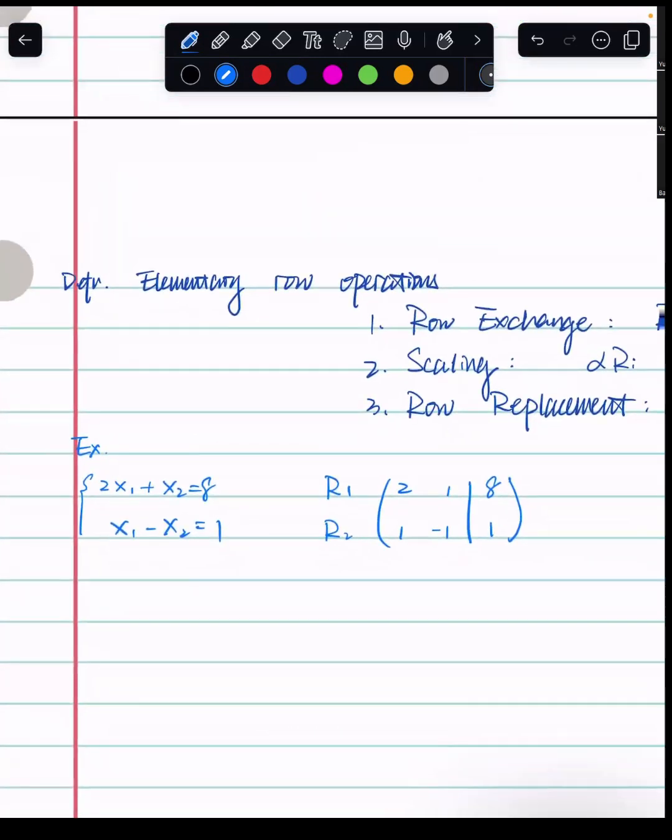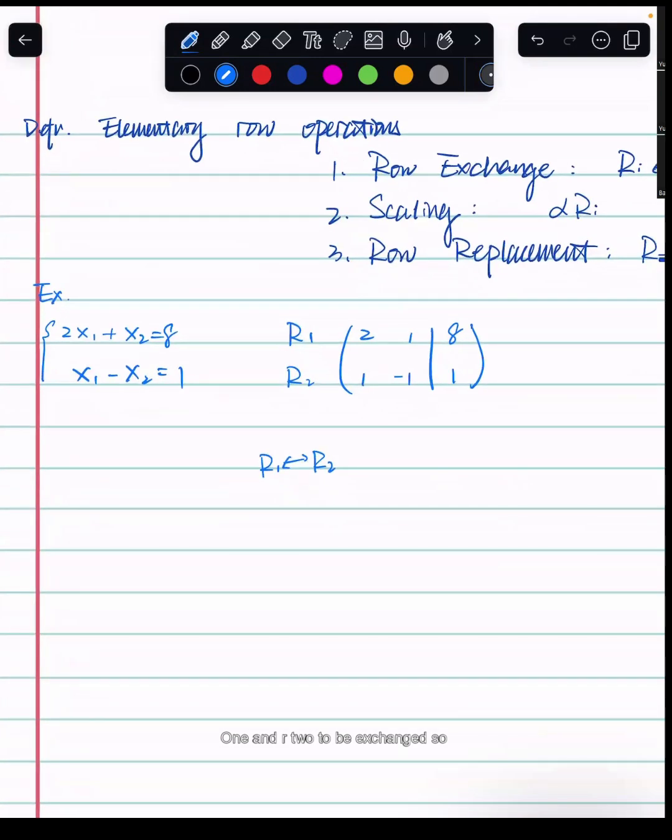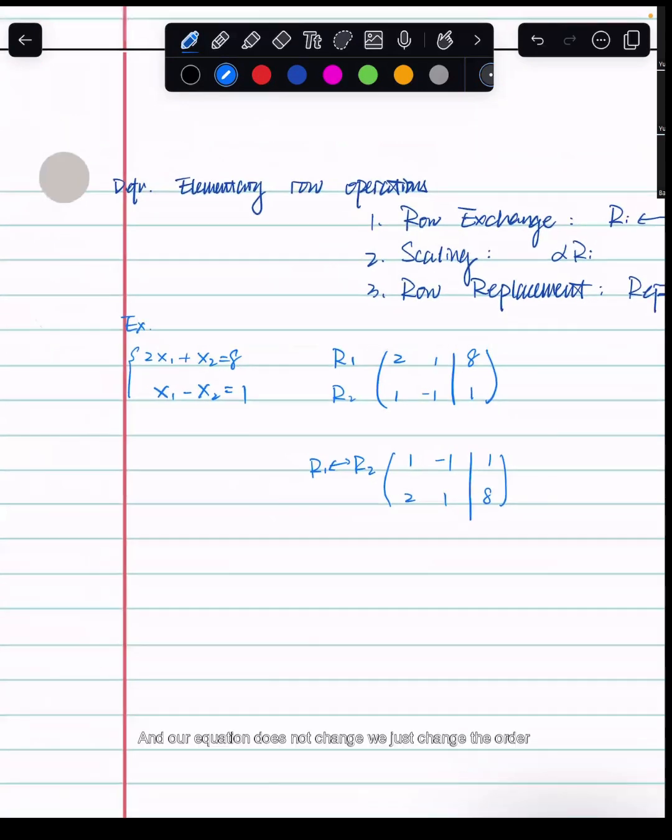First we can do a row exchange. Let's say we want R1 and R2 to be exchanged. So our first row would be 1, 1, 1. Our second row would be 2, 1, 8. And our equation does not change. We just change the order.